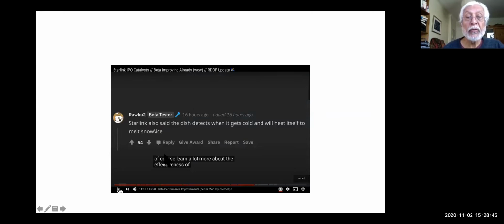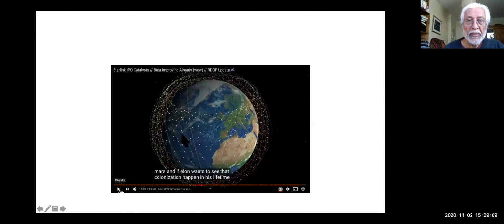It also has equipment that you buy to get started. One piece of equipment is the dish, and because it's out in the open, if it gets too cold, it will heat itself up to melt any ice on it. So you can see they've thought of lots of things to maintain a good continuity of service. This is again the same sort of picture, but we'll come down to that again.